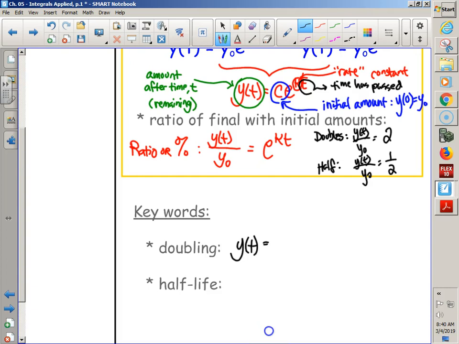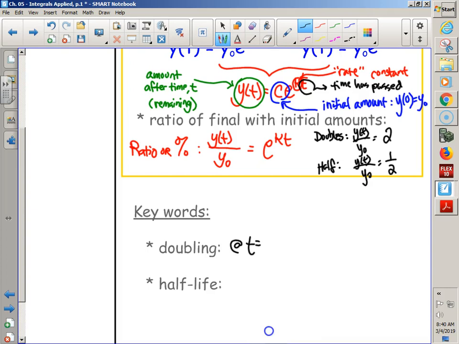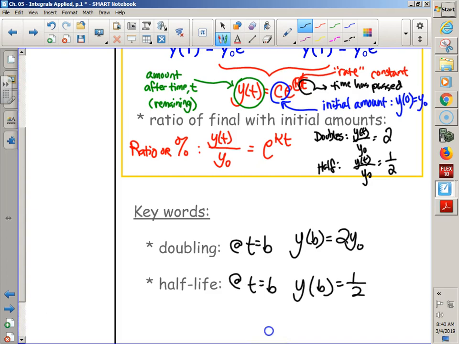So doubling: y of t is equal to twice the initial. Half-life: y of t is equal to half the initial. And we could even say it doubles at or by t equals b. Then I could say y of b is equal to 2 times y sub naught. If it's a half-life at time b, I could say y of b is equal to 1/2 y sub naught. There are other ways of writing it besides the ratio equaling 2 or the ratio equaling 1/2.